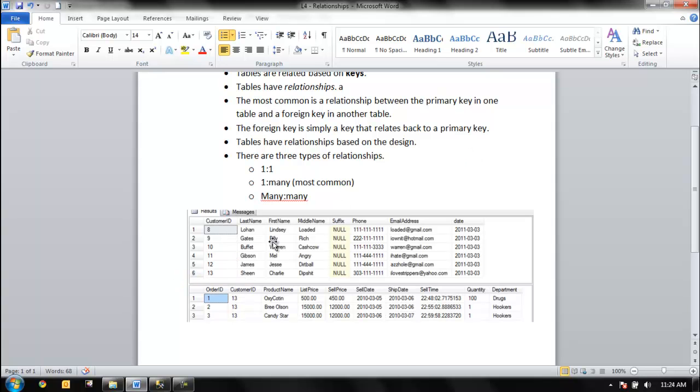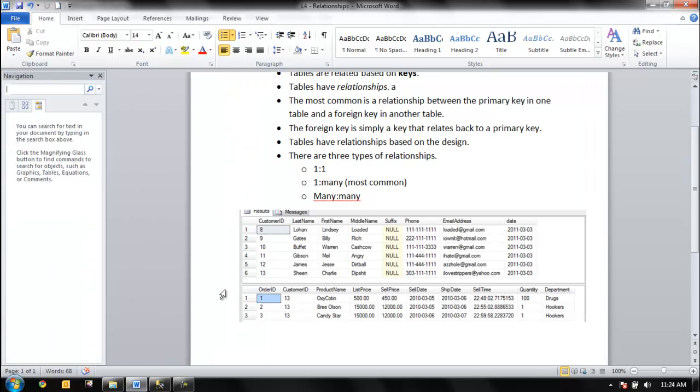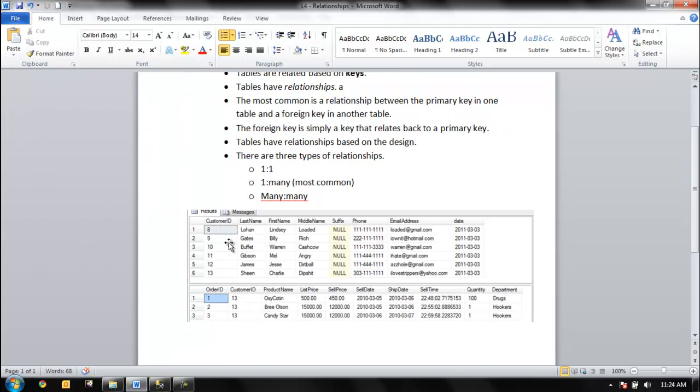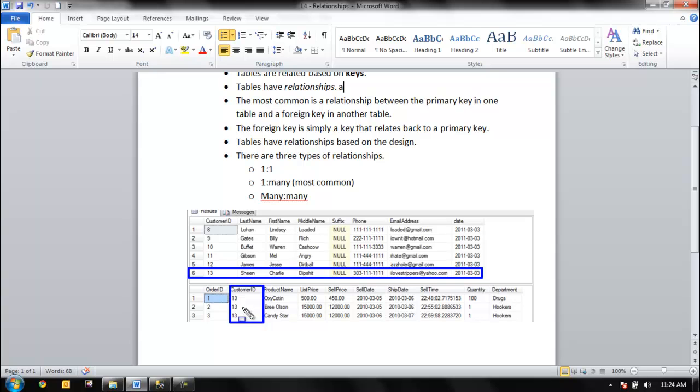And why is our table here a one-to-many? Well, we can see right here that we have one entity, one row: Charlie Sheen. And here is a customer ID for Charlie Sheen. There is only one Charlie Sheen, folks. That's how you can remember it. He's unique among us. But he can order whatever he wants.